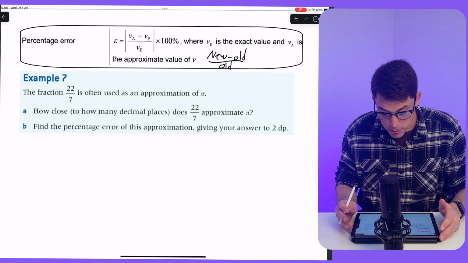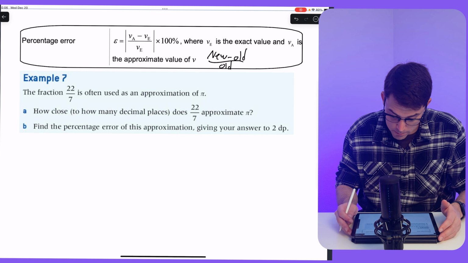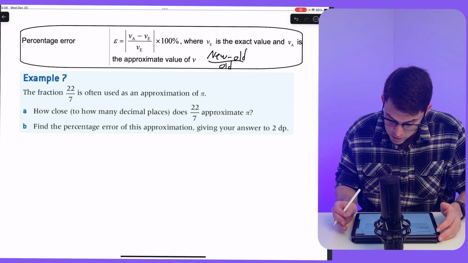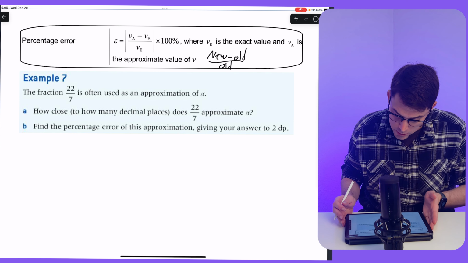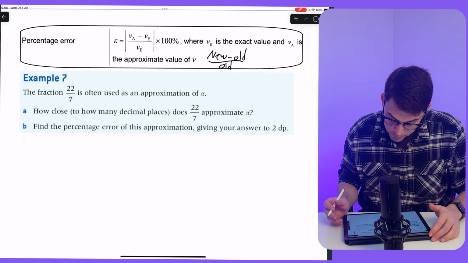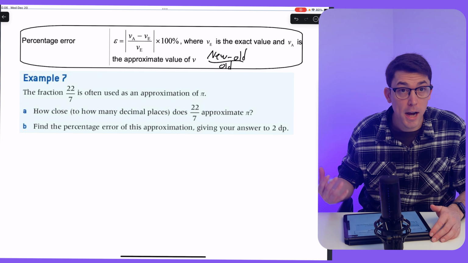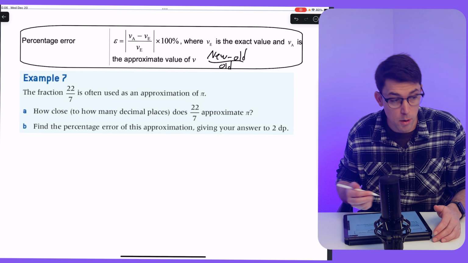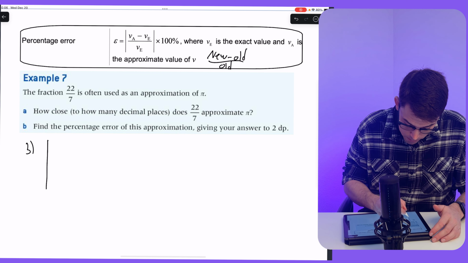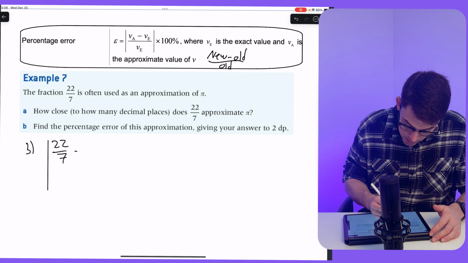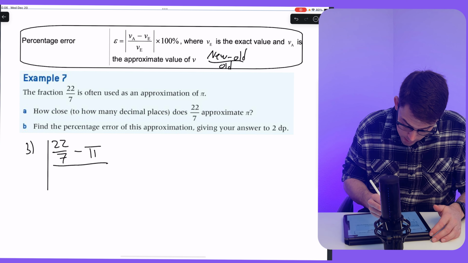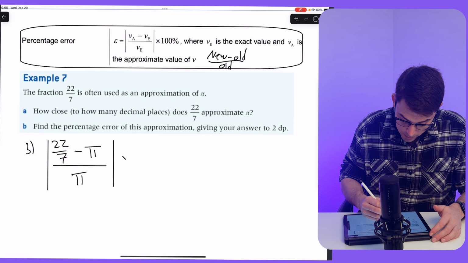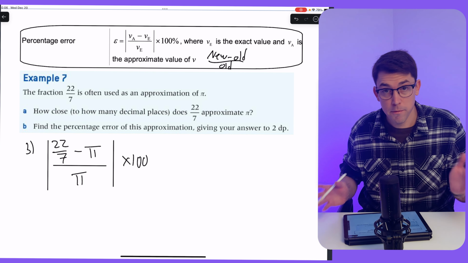So now what we want to do is find the percentage error of this approximation, giving your answers to 2 decimal places. So now, let's think about this. VA minus VE. So the approximate value. Well, 22 over 7 is our approximation. So let me draw this. I have 22 over 7 as my approximation, my exact value is pi, and I'm going to divide by pi. And I'm going to multiply that by that 100 to give it a percentage value.